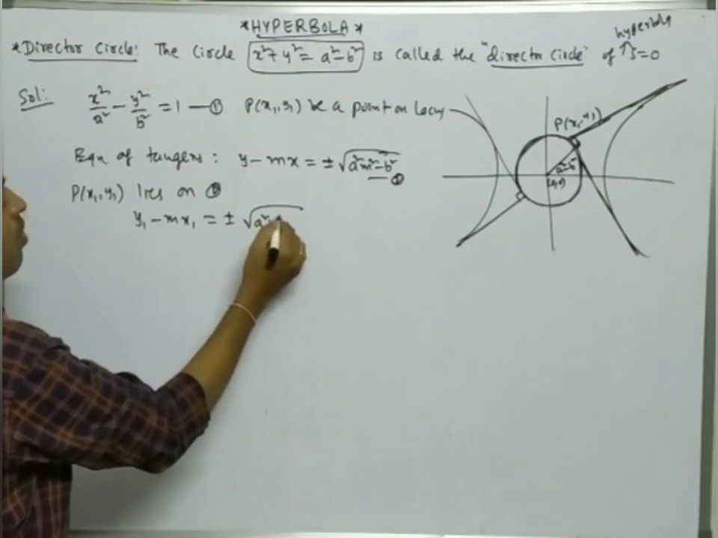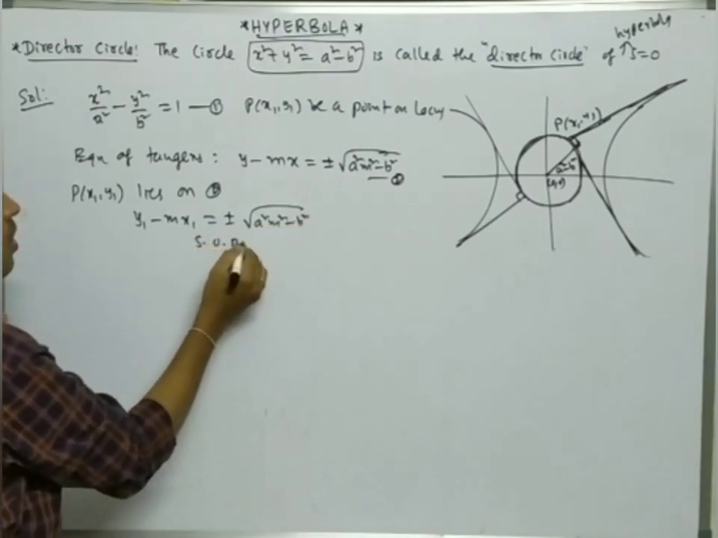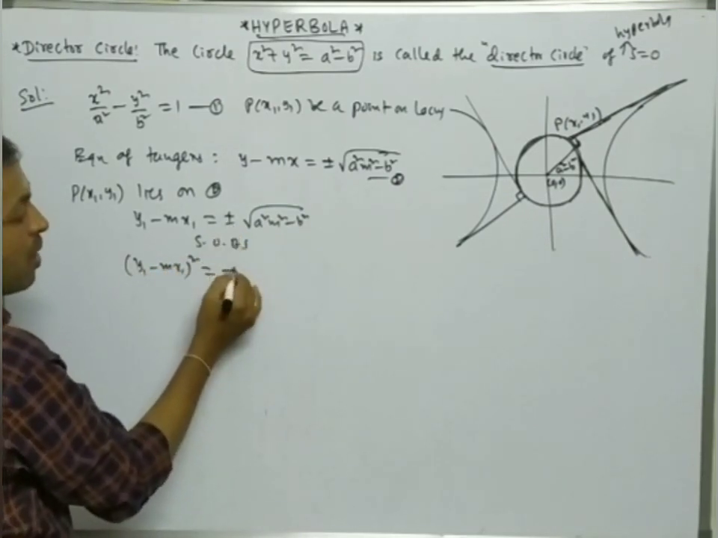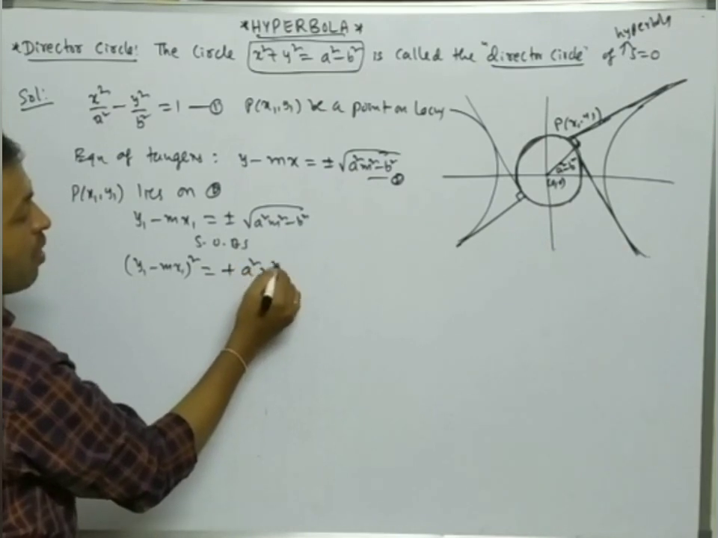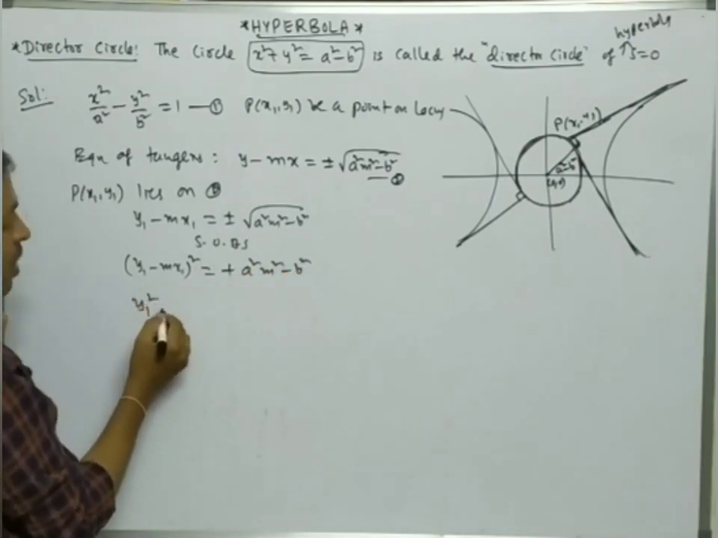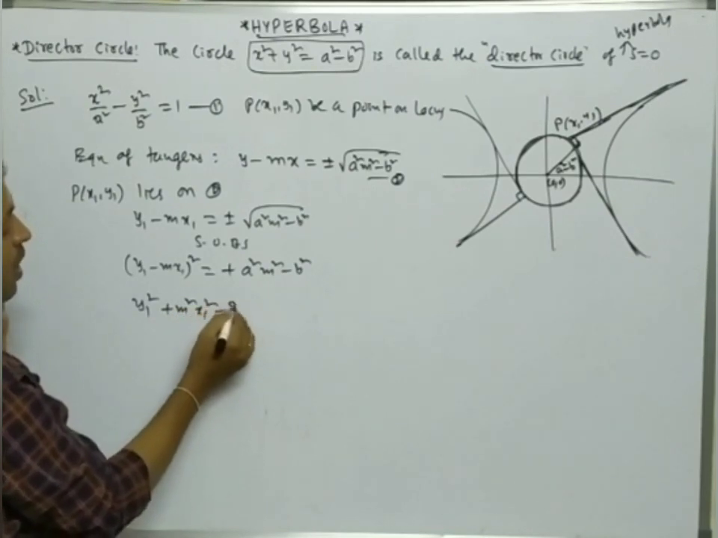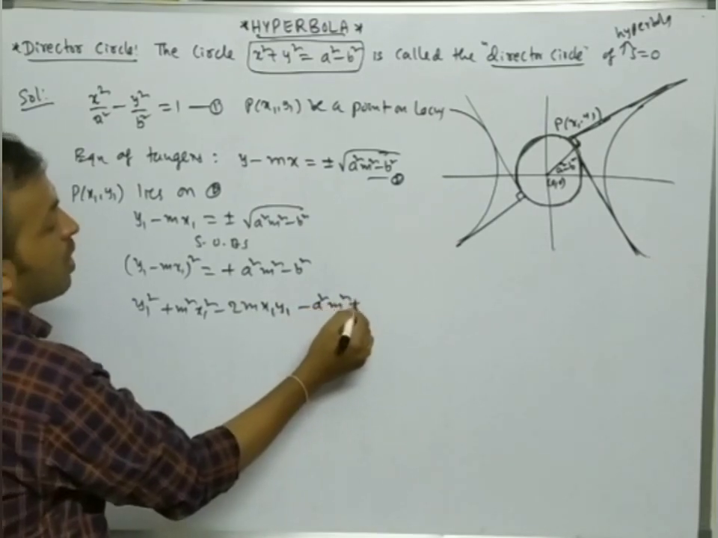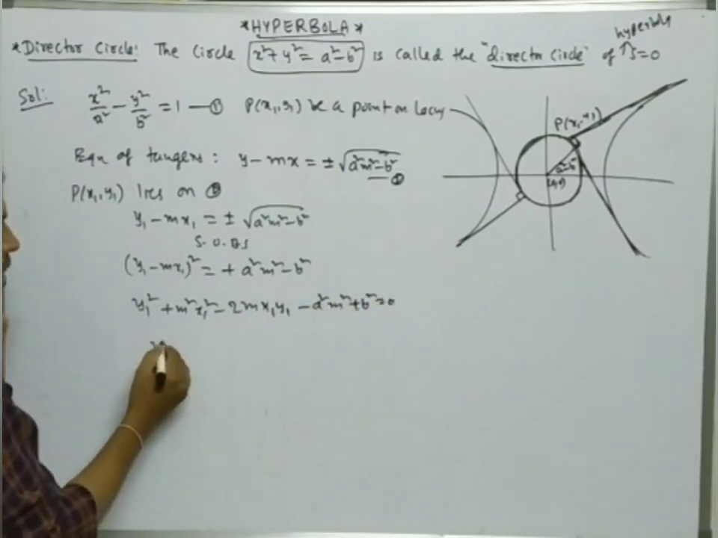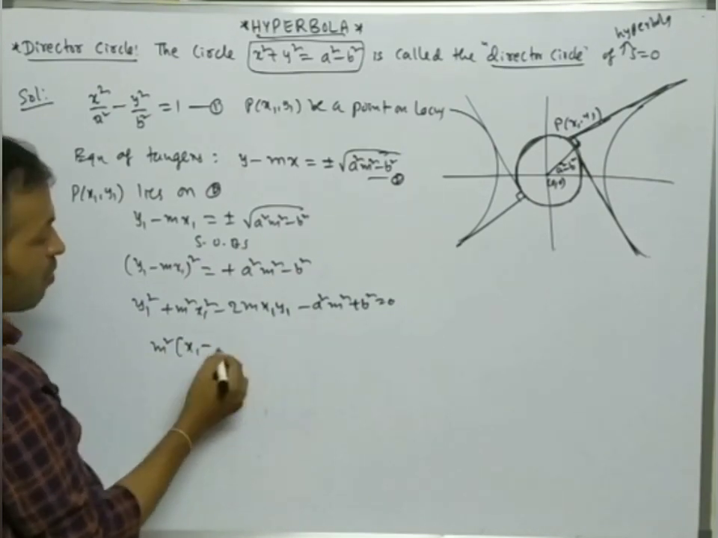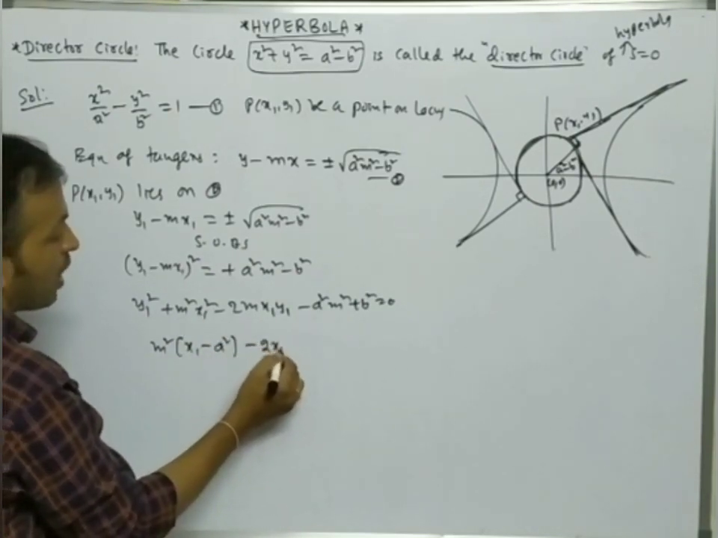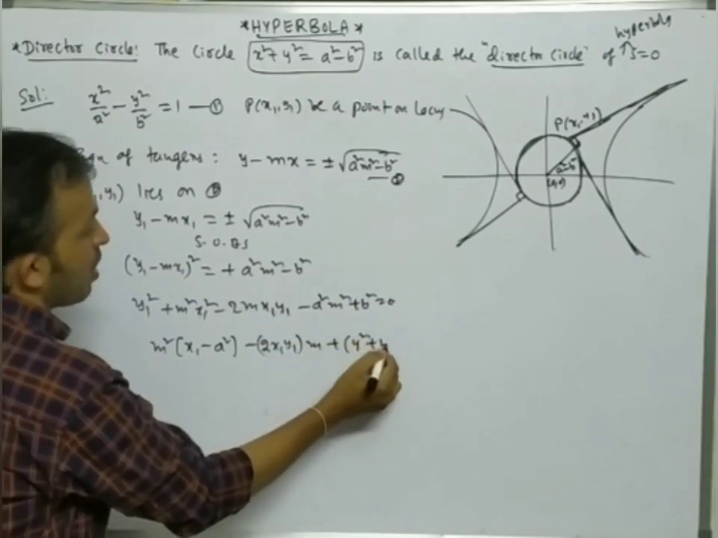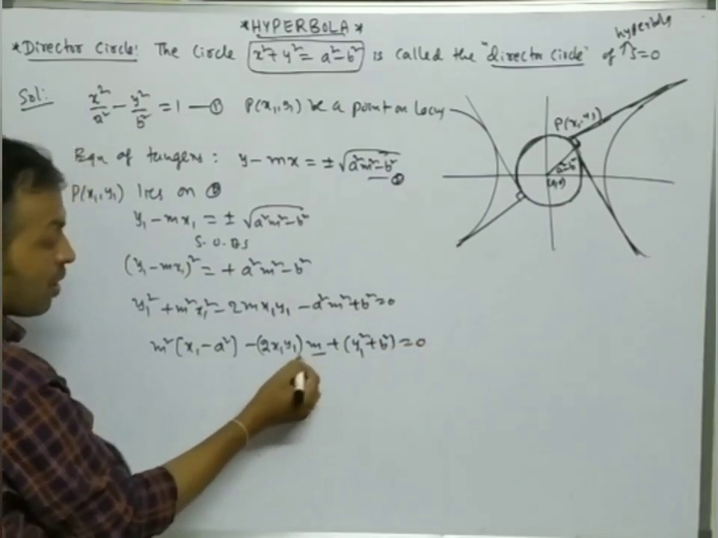Now squaring on both sides, you will get (y1 - mx1)² = a²m² - b², since squaring cancels the square root. So now y1² + m²x1² - 2mx1y1 - a²m² + b² = 0. Taking m² as common, what remains is (x1² - a²)m² - 2x1y1 m + (y1² + b²) = 0. So this is a quadratic equation.